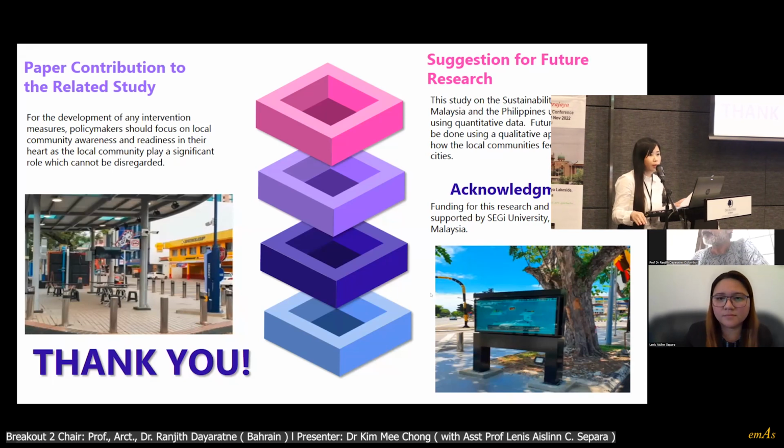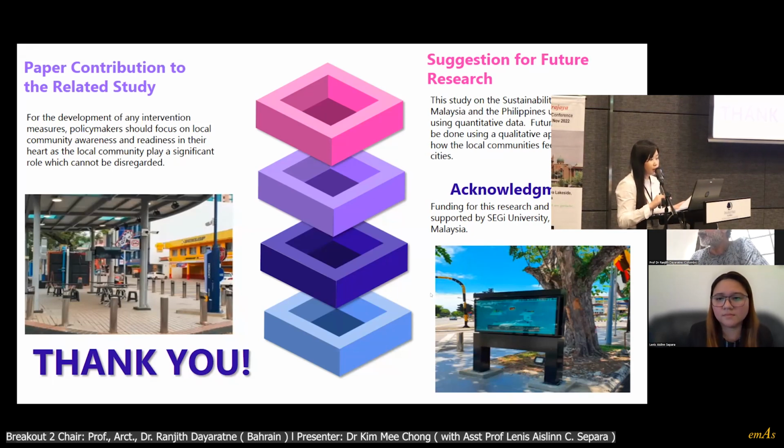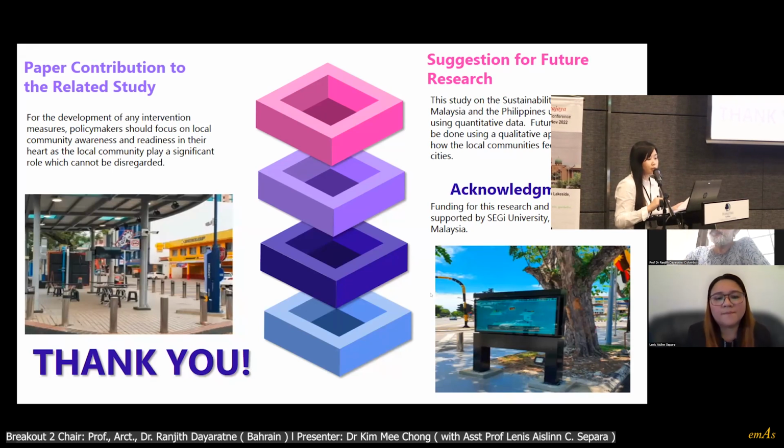For future development, we plan to go deeper in the research, whereby we will interview the local community and maybe the people who have the authority to decide on this. So we will further our research with qualitative methods instead of just doing quantitative.